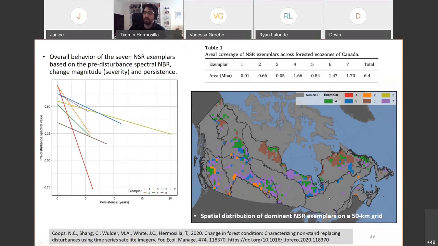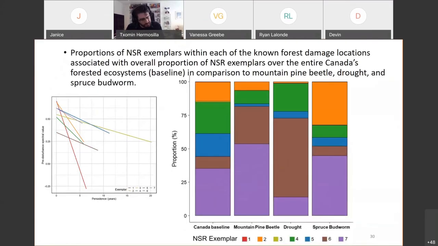The exemplar 2 was more common in the east, and the exemplars 1 and 3 never dominated any of the 50 kilometer grids that we used to analyze this data. We also saw the distribution of these exemplars within the field-collected information we had about mountain pine beetle, drought, and spruce budworm. And we compared that information with the overall baseline for all Canada.